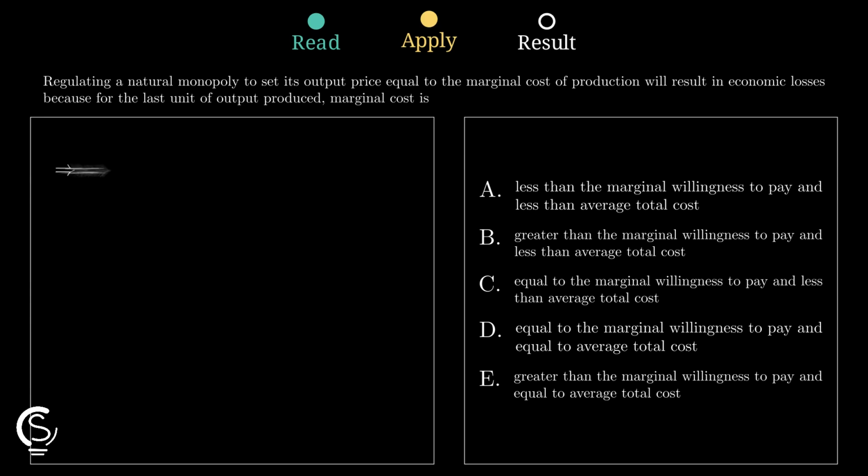When the average total cost is constantly falling, the marginal cost must stay below the average total cost. This mathematical relationship is essential for understanding why these firms face financial trouble.